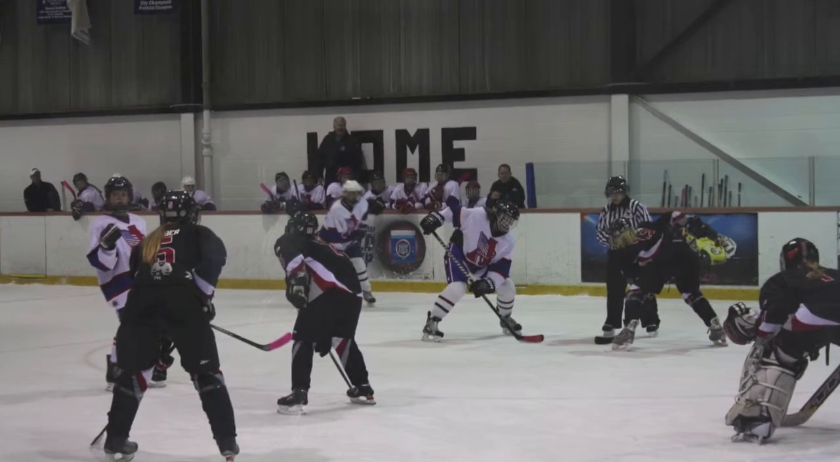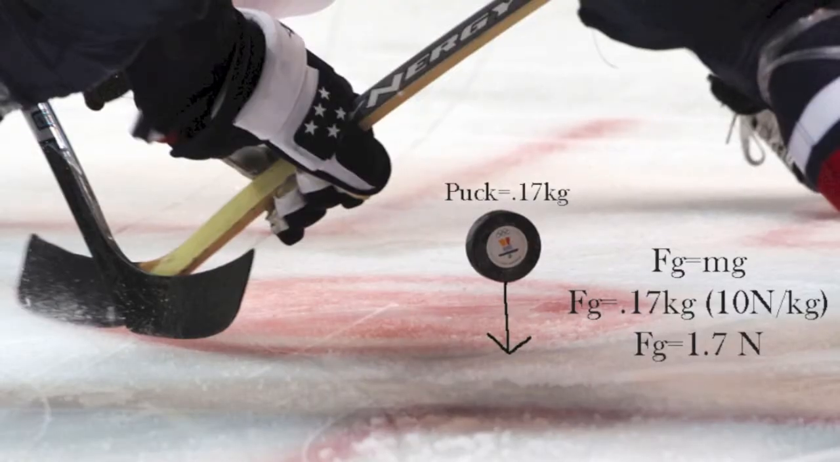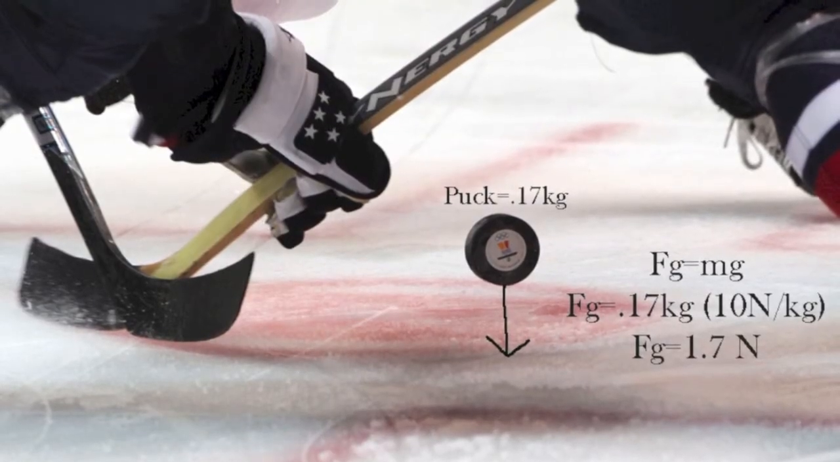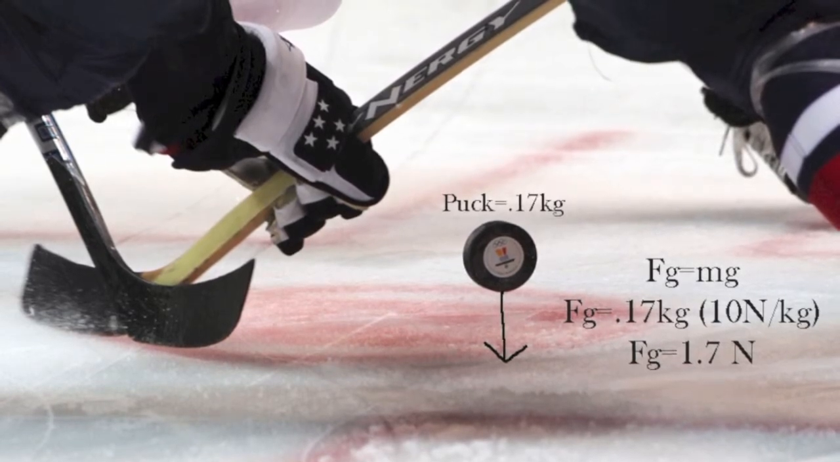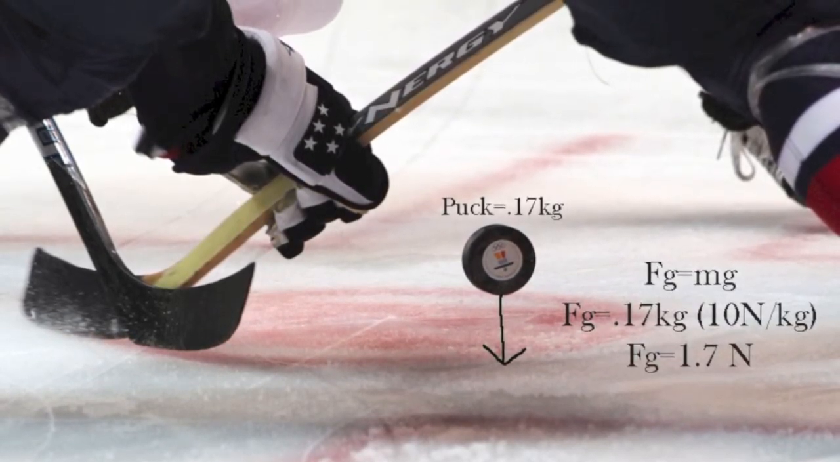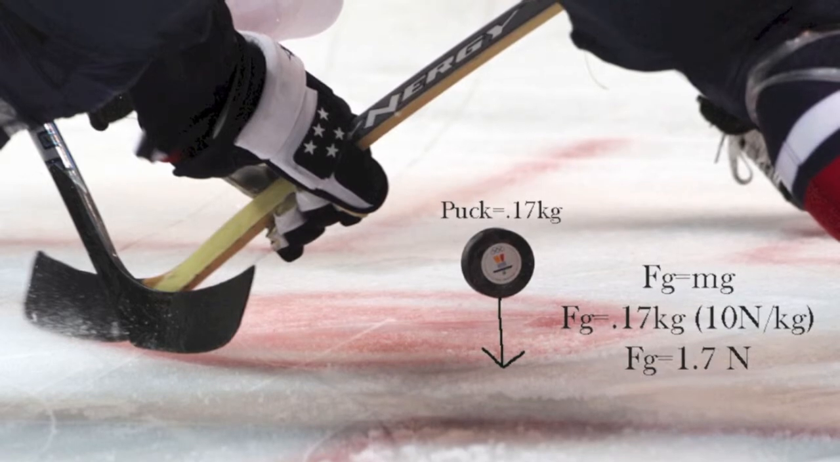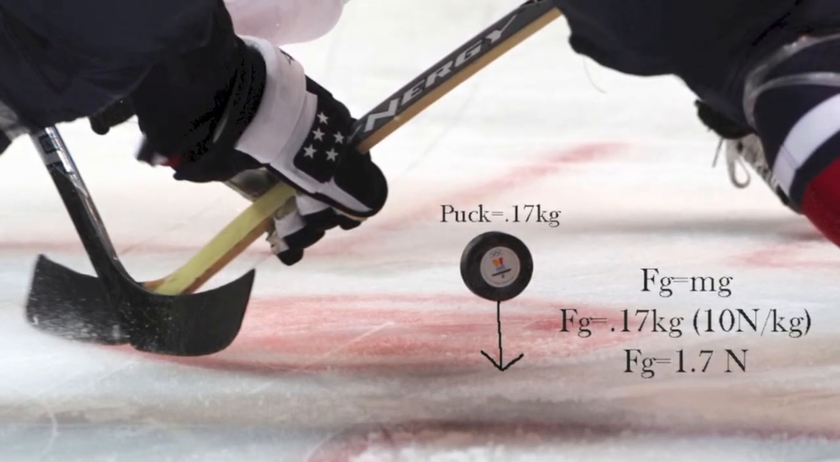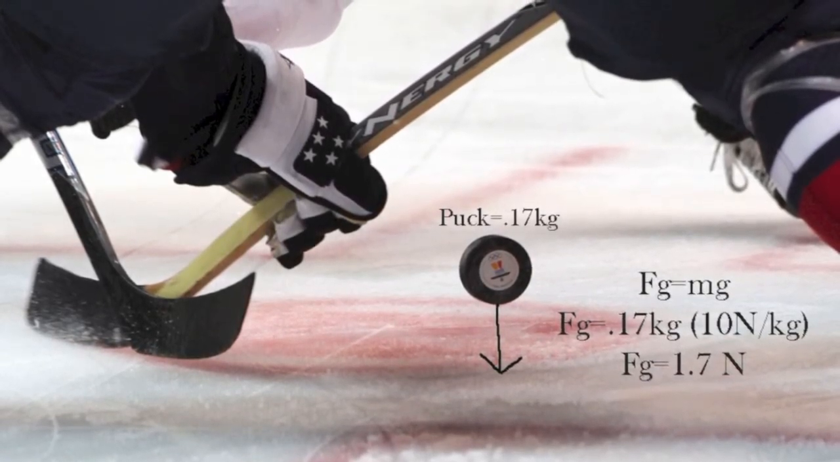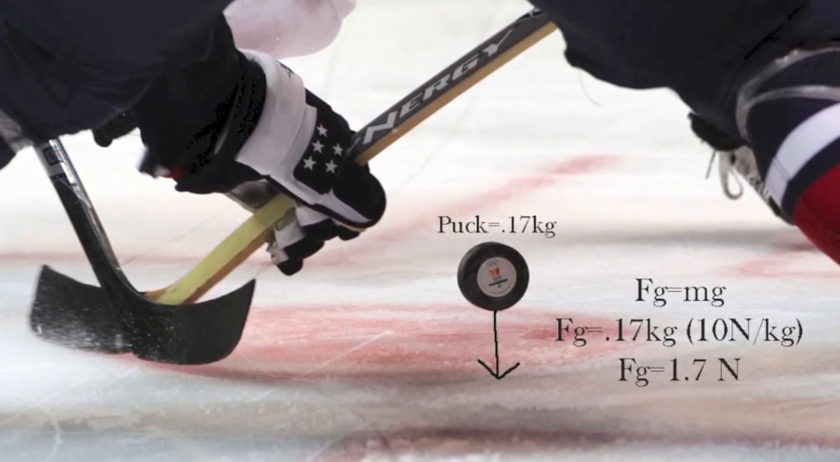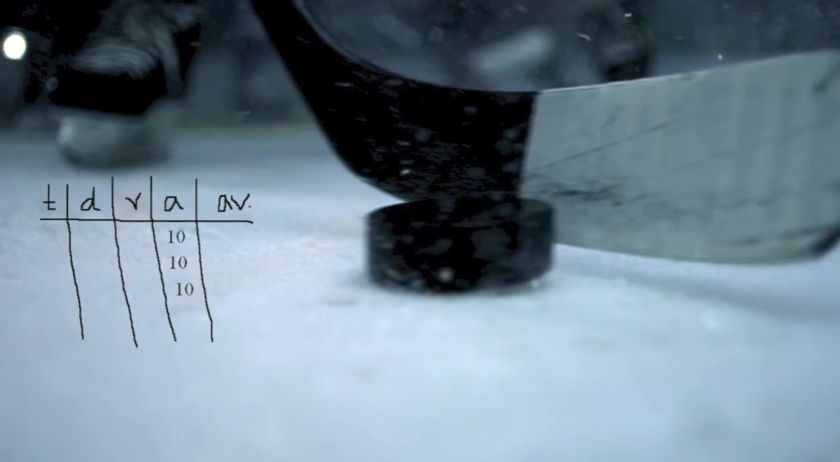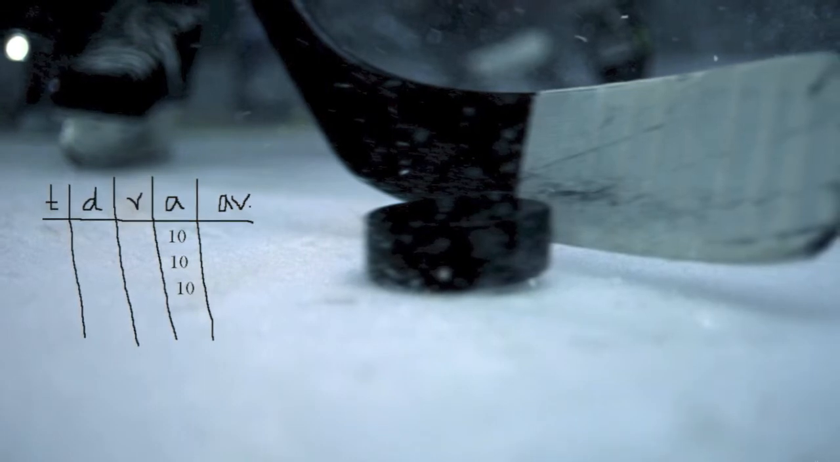The force of gravity on a free-falling object is force of gravity equals mass times 10 newtons per kilogram. By using the formula, you can figure out the free fall of a puck during a face-off. The mass of a puck is 0.17 kilograms. The puck falls with 1.7 newtons of force. To figure out how long it will take the puck to drop, you make a distance, time, and acceleration table. Say for example the ref is dropping the puck from 5 meters.